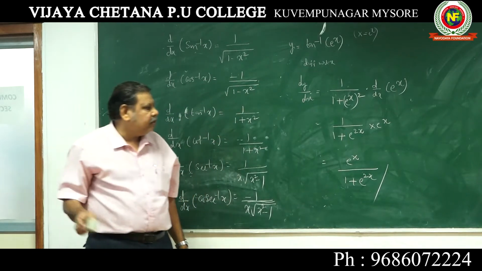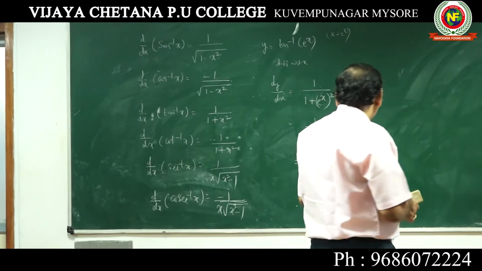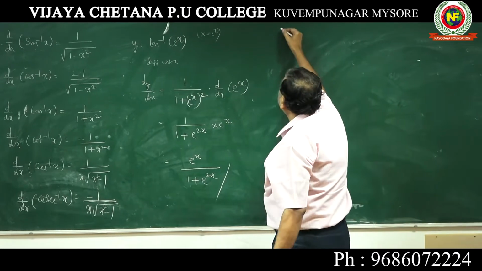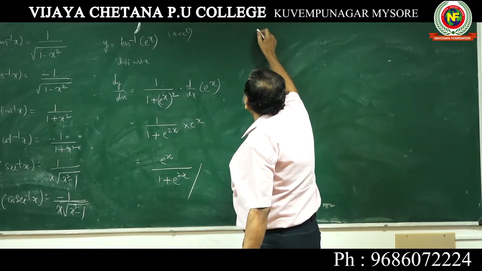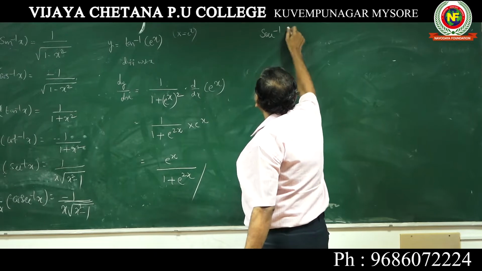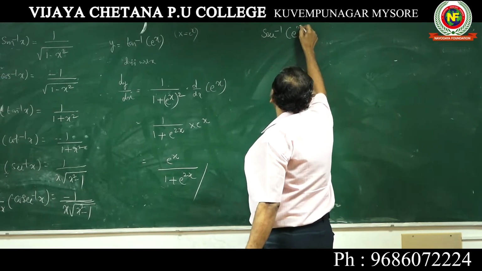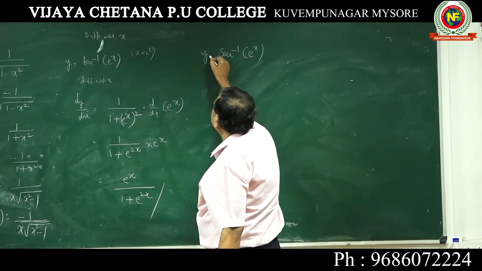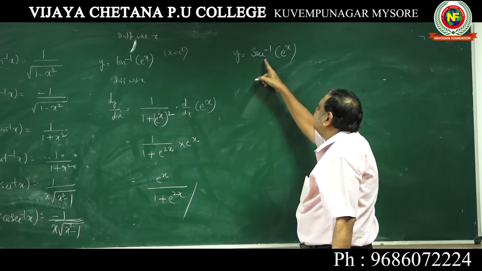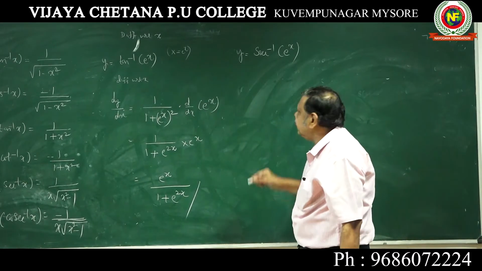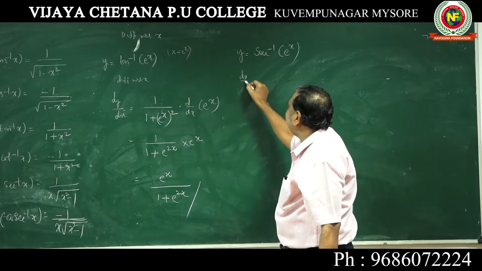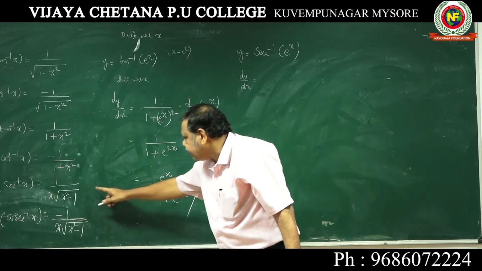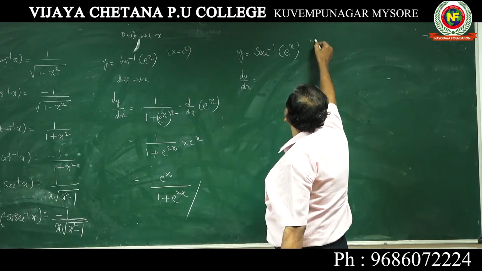So a very important problem. You got e to the power of x by 1 plus e to the power of 2x. Take one more. Differentiate secant inverse e to the power of x. We take y equal to secant inverse e to the power of x. So here also it is a function of a function. This is one function and this is another function. Now when you differentiate, dy/dx is equal to the derivative of secant inverse, where x is e to the power of x here.